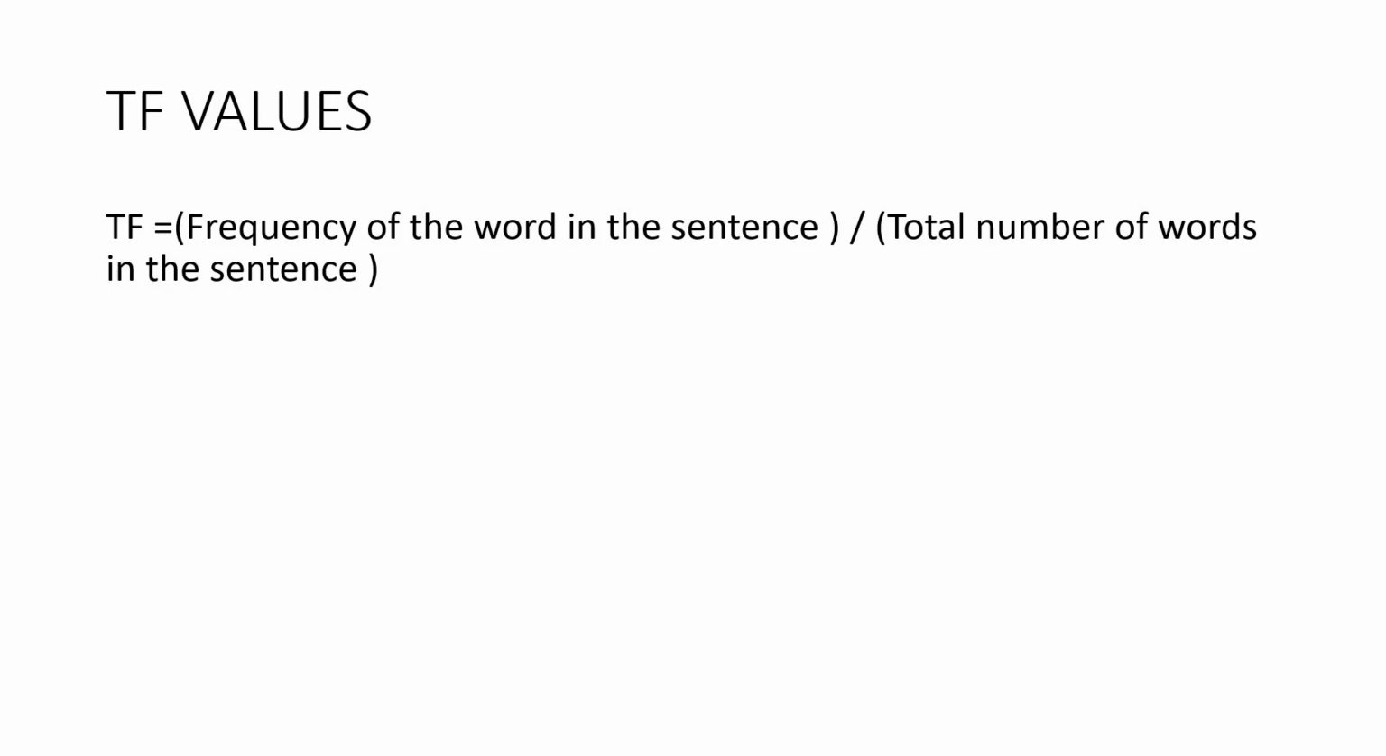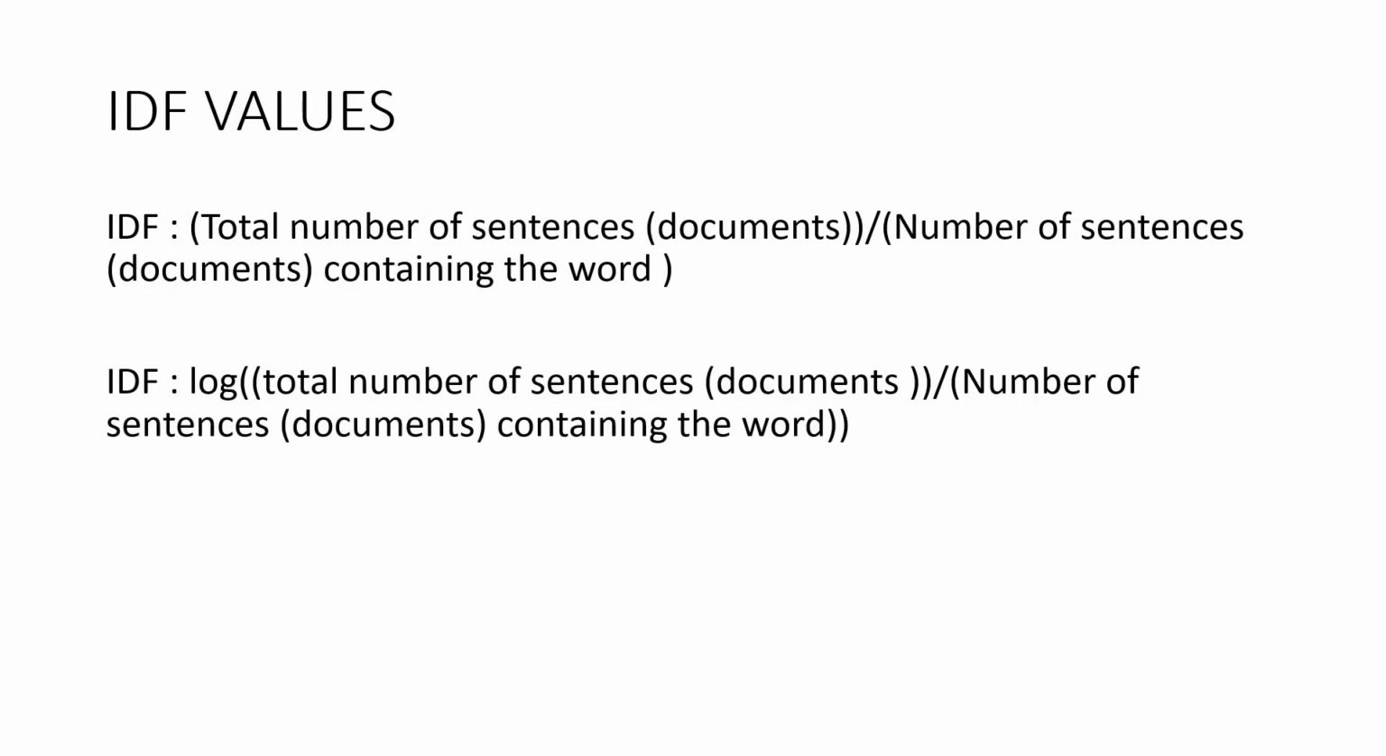IDF refers to the inverse document frequency and can be calculated as follows. IDF is equal to total number of sentences, that is documents, divided by number of sentences, that is documents, containing the word. It is important to mention that the IDF value for a word remains the same throughout all the documents and it depends upon the total number of documents. On the other hand, TF values of a word differ from document to document.